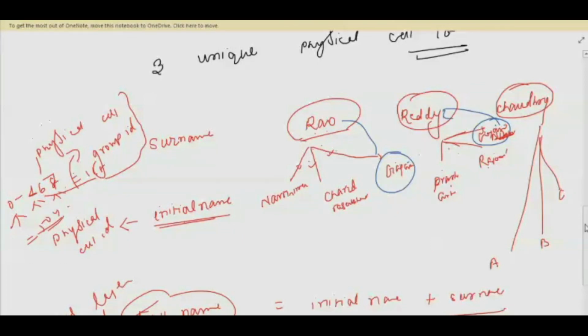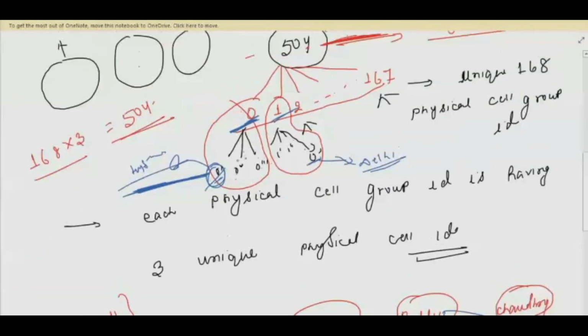Same story here. First the cell ID, then find the group ID, and once you identify these two, their combination will automatically give your physical layer cell ID.